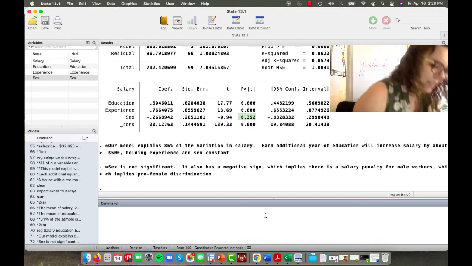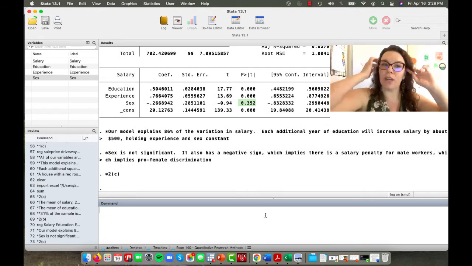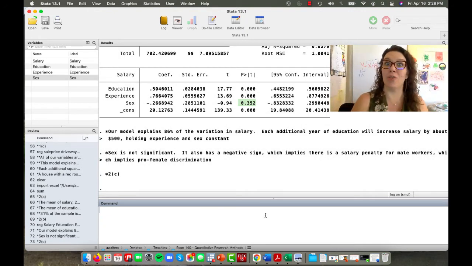So part C tries to solve that. Part C says, okay, let's go in and generate a new variable, an interaction term. And this is the part that we've spent a little bit less time with, so I'm going to go a bit slower. So we want to first generate an interaction term, Z, which is sex times experience, D1 times X2.